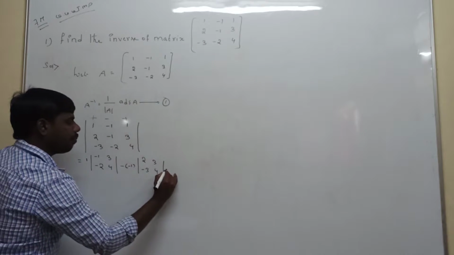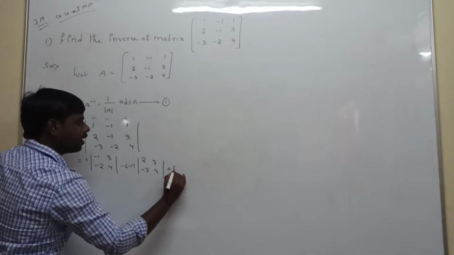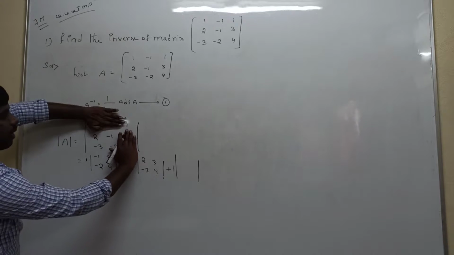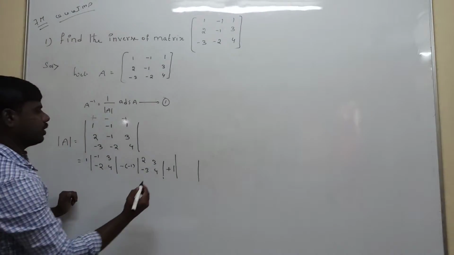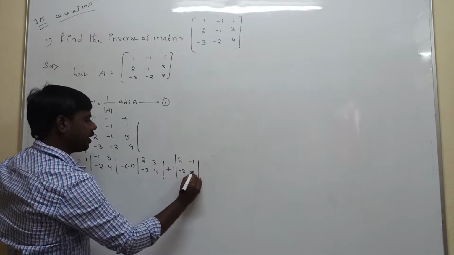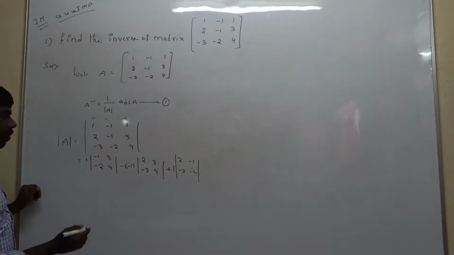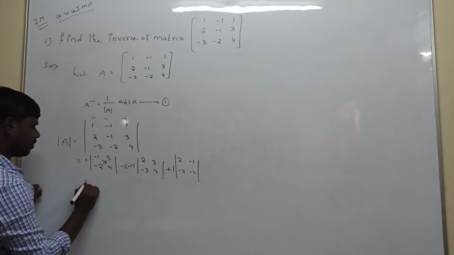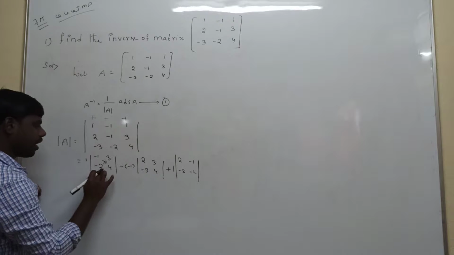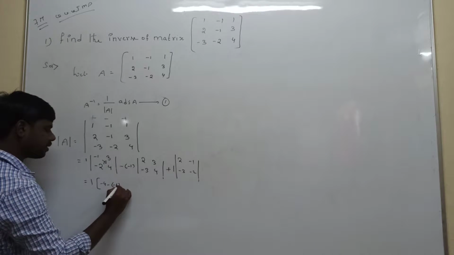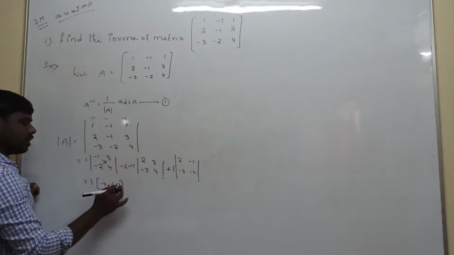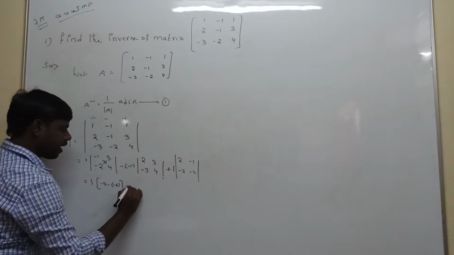What is the third symbol? Positive. The third element is 1. 1 is present in the first row, third column; eliminate, and the remaining elements are 2, minus 1; minus 3, minus 2. Now we go to the 2 by 2 determinants and apply the cross multiplication method. 1 into 4 is 4, minus minus 2 into 3 is minus 6. Minus 1 into 4 is minus 4, minus 2 into 3 is minus 6. Minus into minus is plus 1.